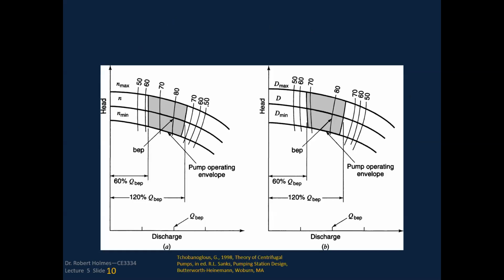Typically you're acceptable between 60 and 120% of the best efficiency point. If this is where your best efficiency is right here, this is the sweet spot, and if you're willing to accept a range around that, this is the range you'd be operating in. It's a good concept to keep in mind that you've got an envelope that you're operating your pumps in.